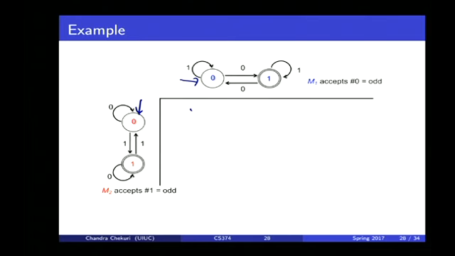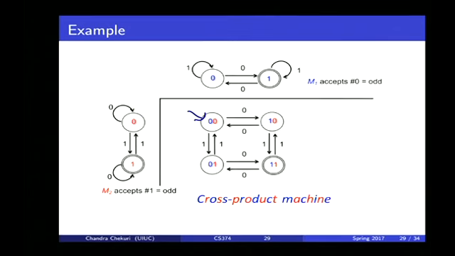If you want to do that from scratch, what would you do? You would say, okay, I have to keep track of both the number of zeros and the number of ones, right? Yeah. So that's exactly what we'll do in this product machine, but it's mechanical. We're not doing it from scratch.